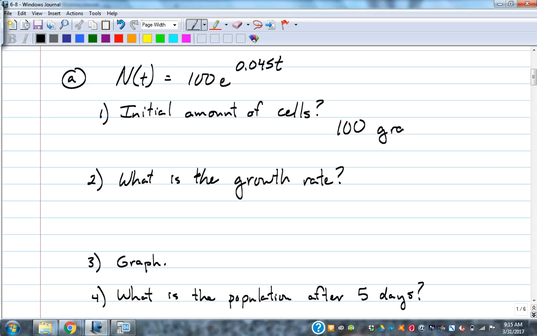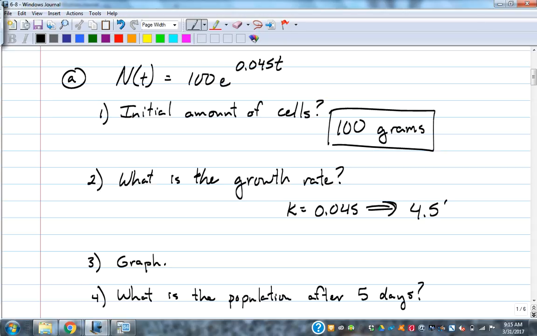100, and we'll do grams. I didn't tell you that it's in grams. In science, everything's measured in the metric system, so we'll do grams. 100 grams. What's the growth rate? So the K is 0.045, which converted to a percentage would be 4.5%. Usually growth rates or decay rates are in percentages, so you just convert that decimal, that's the K, over to a percentage. Move the decimal place twice.